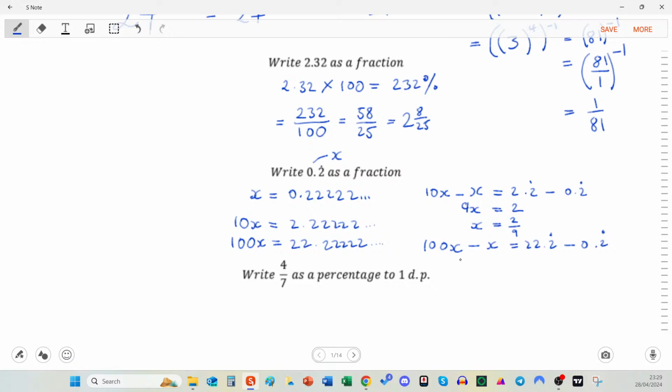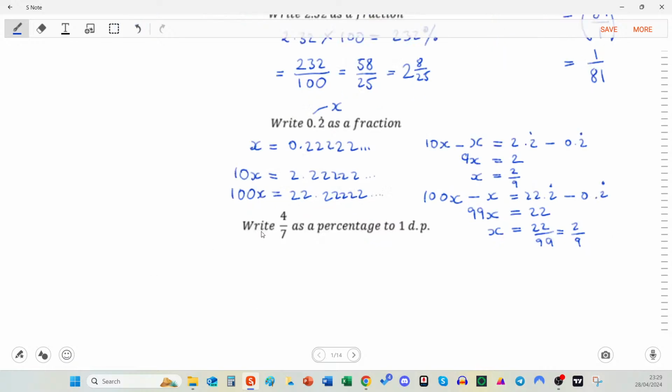What happens if we chose a different thing? It's not the end of the world at all. 100x take away x would be 99x. And then this would be equal to 22. And we divide everything by 99, we get 22 over 99, which you can appreciate is 2 over 9. So you will always get to the same thing. You shouldn't be afraid to just try something, because sometimes when you write it down, it just really works. So you see something you didn't before.